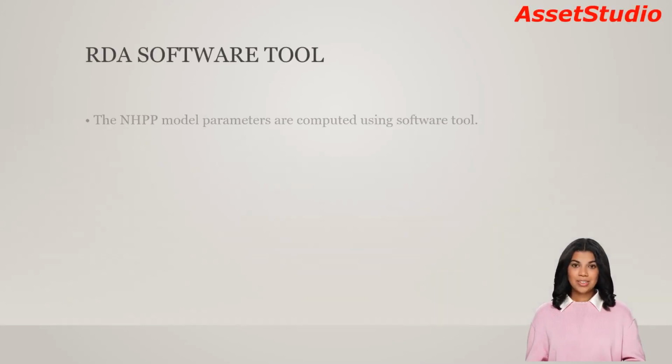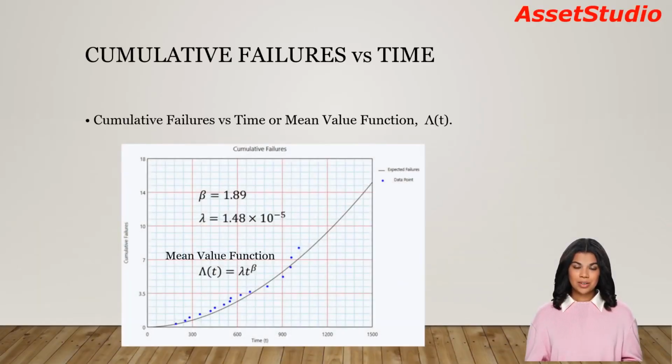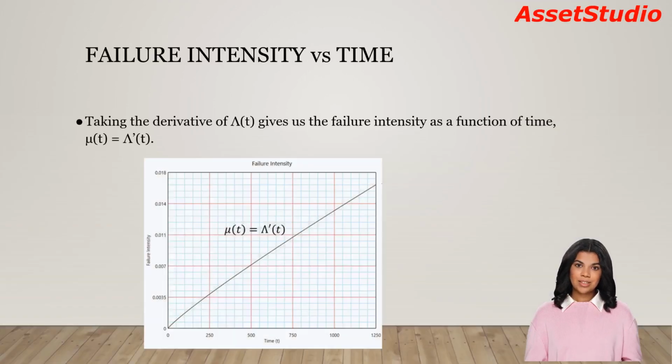The recurring data is inputted into the RDA module of Aero software to compute the parameters. With the derived lambda and beta values, we proceed to generate the mean value function as demonstrated next. This is the mean value function, representing the cumulative number of failures plotted against time. It estimates the cumulative failures occurring over time t. By taking the derivative of this function, we obtain the failure intensity, demonstrated in the next step. Here is the failure intensity over time plot. Note that the failure intensity increases over time.